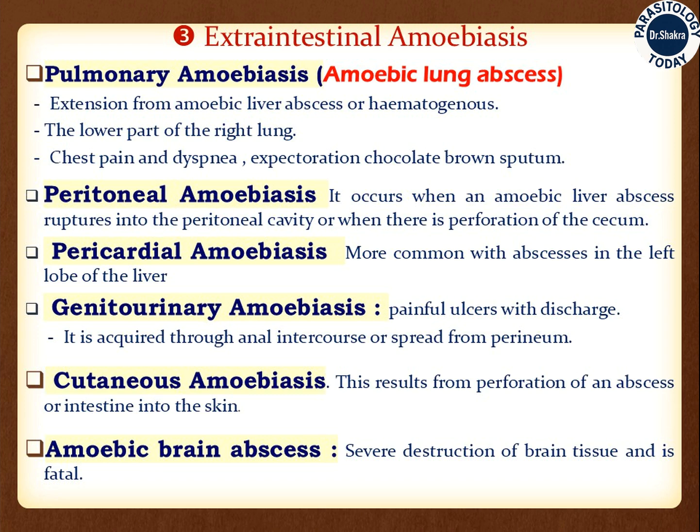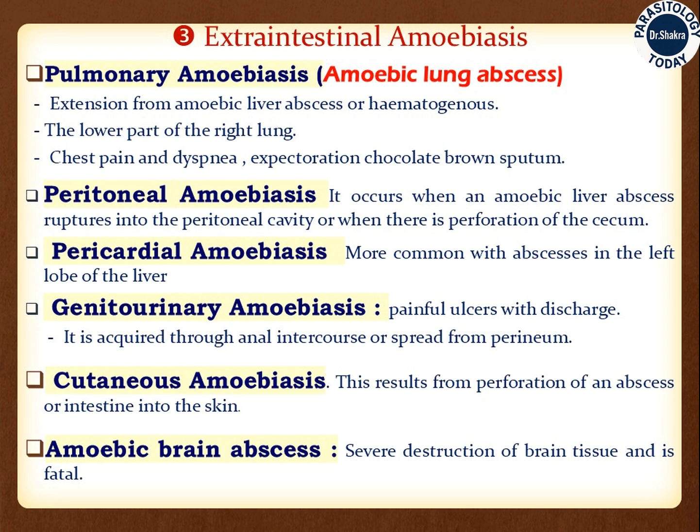4. Pericardial amoebiasis. The most serious complication of amoebic liver abscess, it occurs in less than 1% of cases. More common with abscesses in the left lobe of the liver. Abscess perforation leads to progressive tamponade or sudden shock.